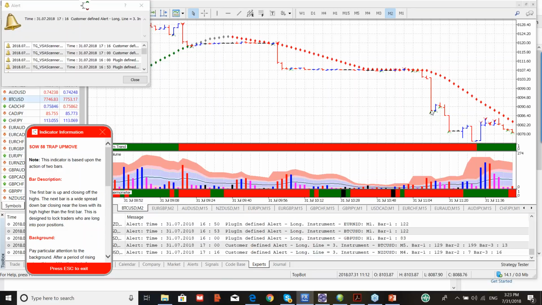Gotcha. That's a gotcha bar. And whilst it has 2 green indicators on it, this next bar here is a test and it fails.